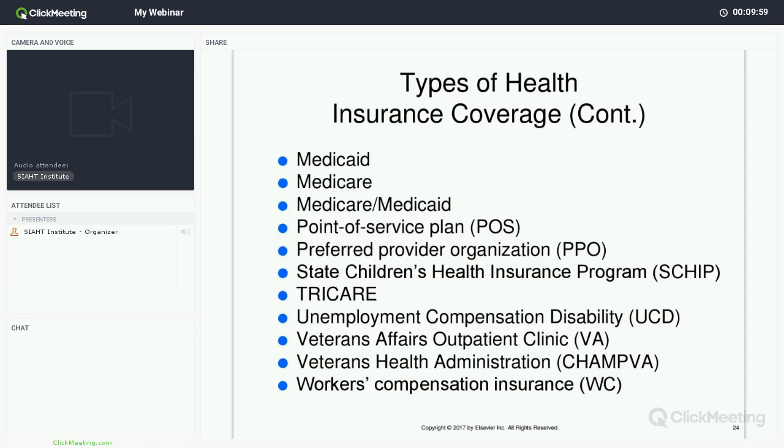Point of service, preferred provider organization, which is a PPO, state children health insurance plan, which is provided by the state to parents to cover their child. TRICARE, unemployment compensation, then Veterans Affairs, Veterans Health Administration, which is CHAMPVA, and workers' compensation.